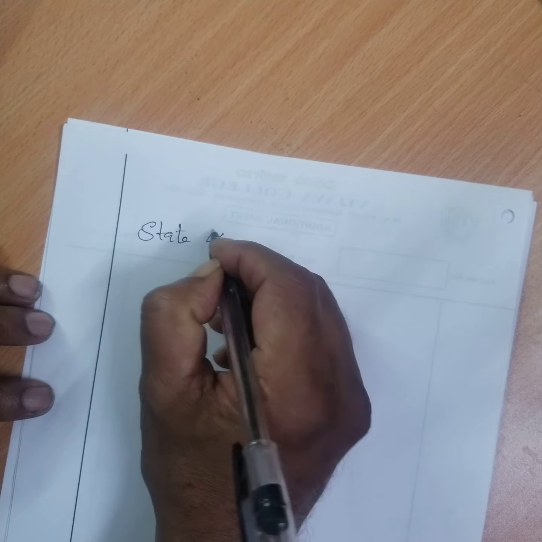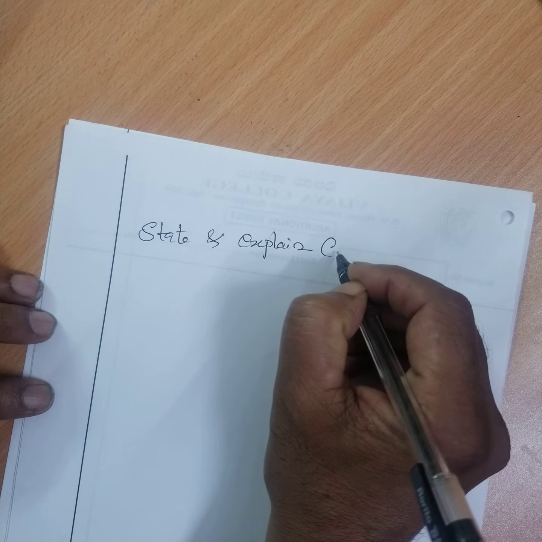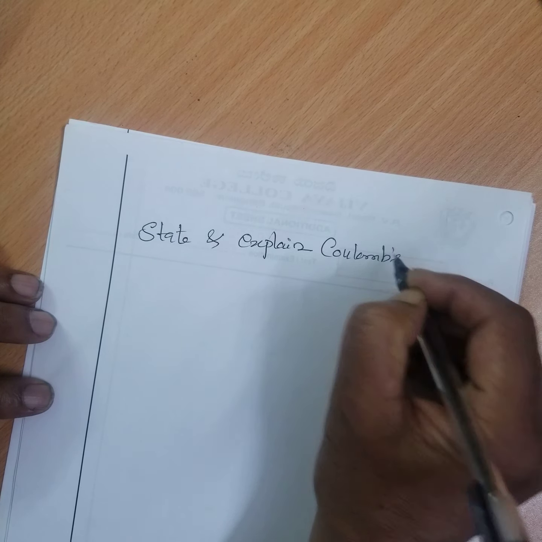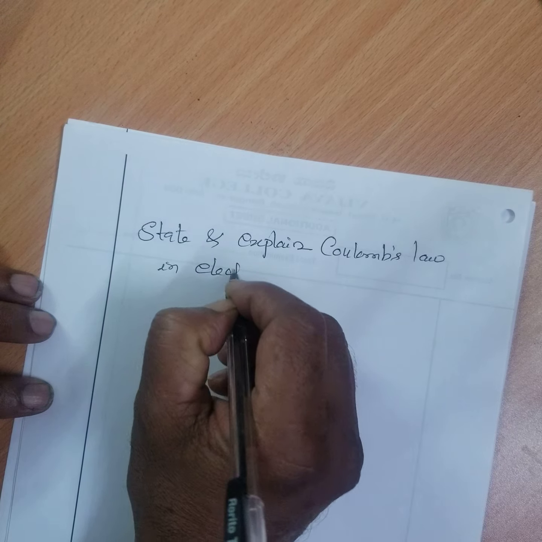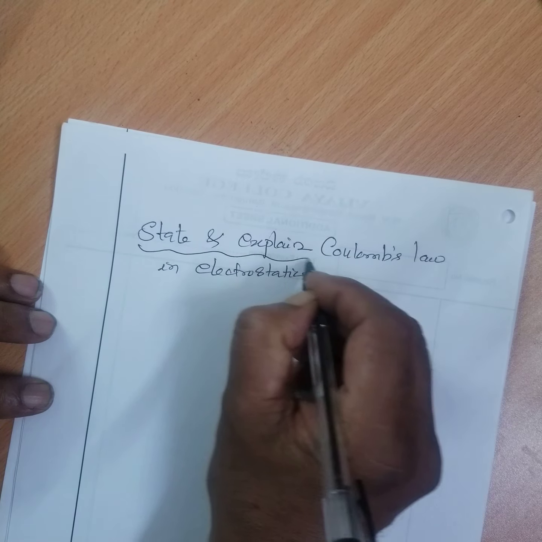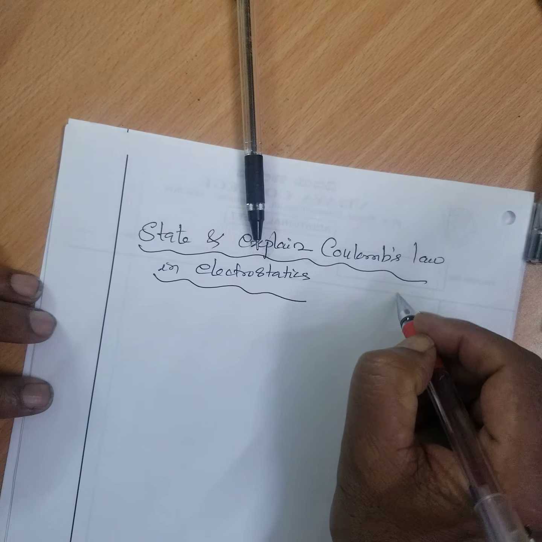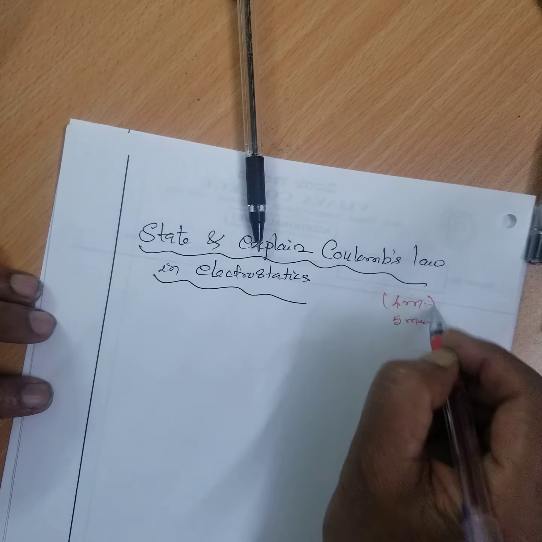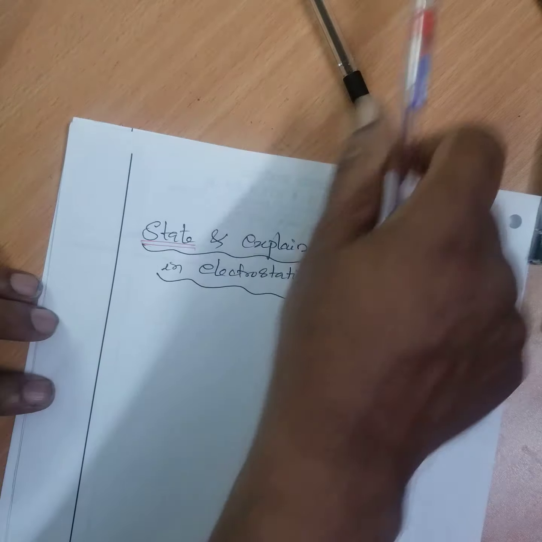Question: State and explain Coulomb's law. Coulomb's law, where? In electrostatics. Usually they may ask for 4 marks or 5 marks. Let us see how to start. First you write the statement.